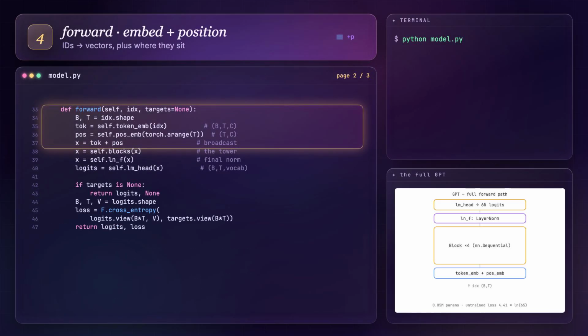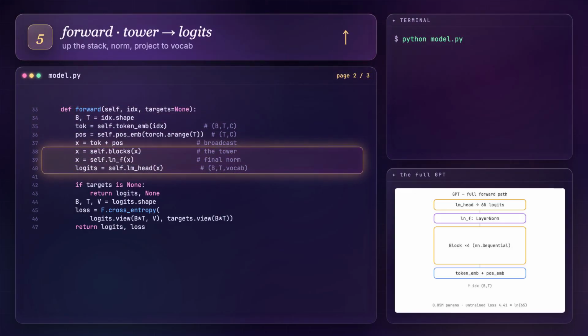Now forward. We take token indices idx of shape B, T, we look up token embeddings, we look up position embeddings for positions 0 through T, and we add them, broadcasting the positions across the batch. That sum is x, our first real hidden state. x flows through the block stack, then through the final norm, then through the head. Out comes logits, shape B, T, vocab size, a full prediction at every position. If no targets were given, we return the logits and a None loss, and we're done.